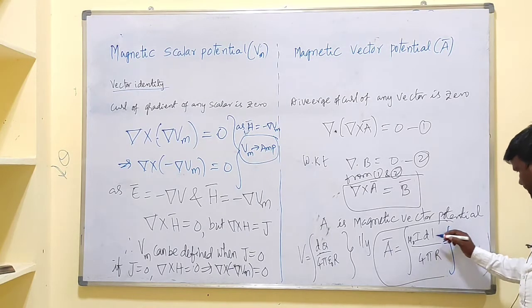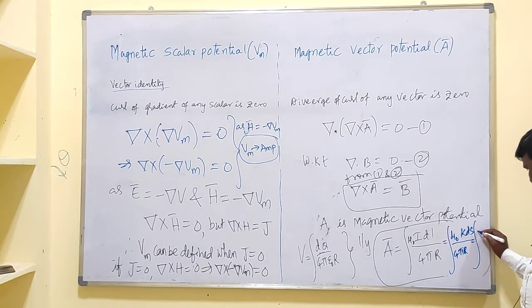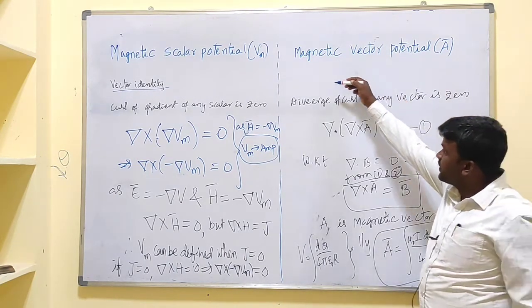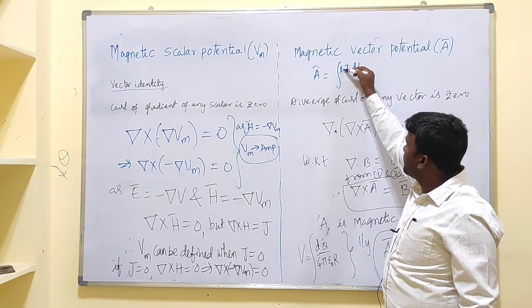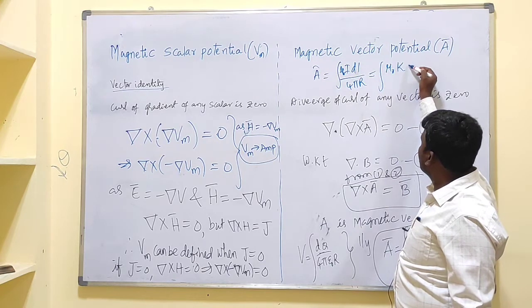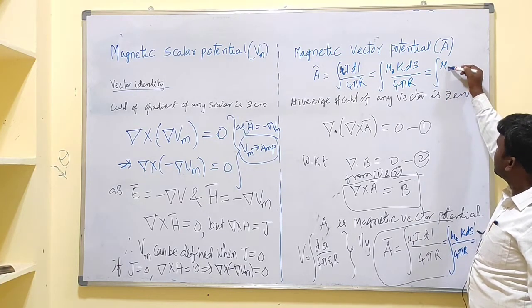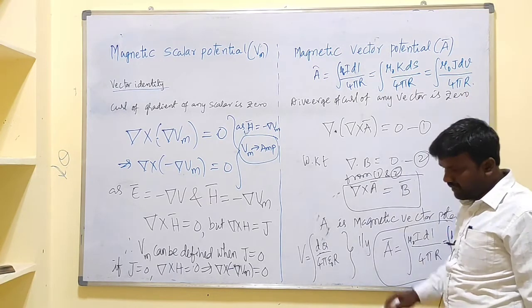For the surface current element, I dL can be replaced with K dS, or in the case of volume current it can be replaced with J dV. So the three expressions for the magnetic vector potential A are: A equal to integral mu naught I dL by 4 pi R, or integral mu naught K dS by 4 pi R, or in terms of volume current, mu naught J dV by 4 pi R. So this is about the magnetic vector potential.